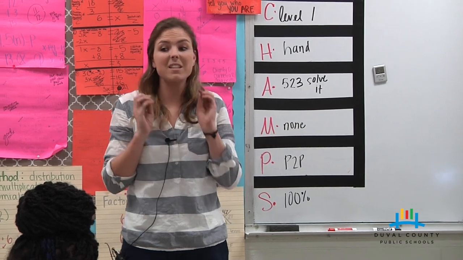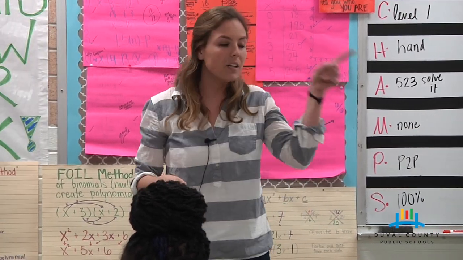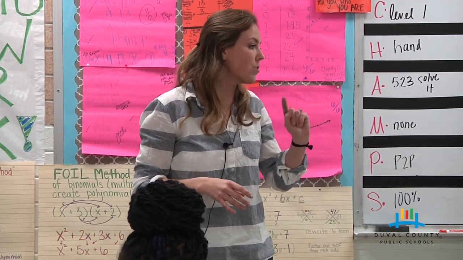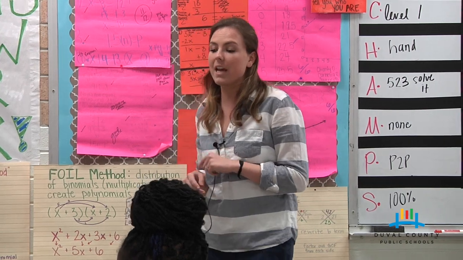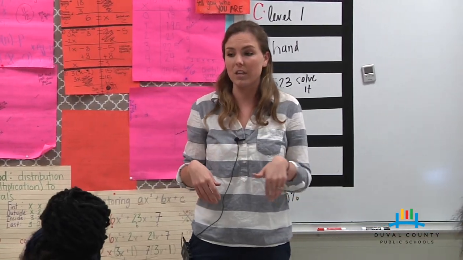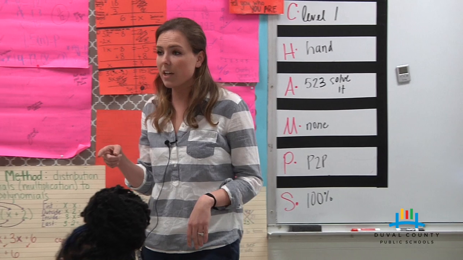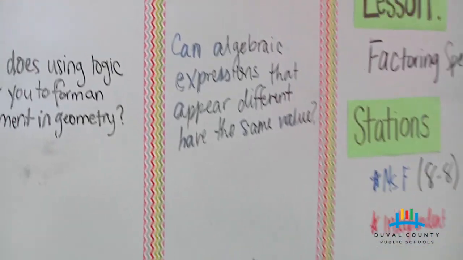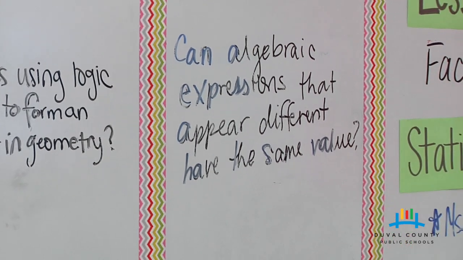So we're going to be able to recognize when it's appropriate to factor using these special types of polynomials. When we see these polynomials, we should think, ah, perfect square trinomial. I know how to do that. Or we should be able to walk away saying, ah, difference of squares. I know how to factor these things. Our essential question is, can algebraic expressions that appear different actually have the same value?